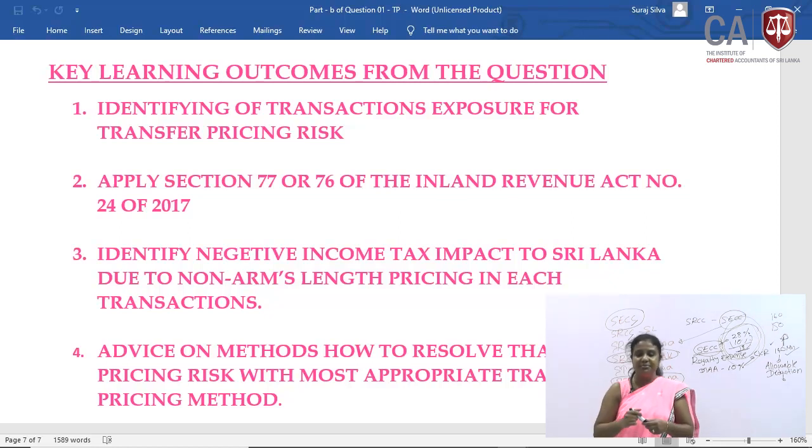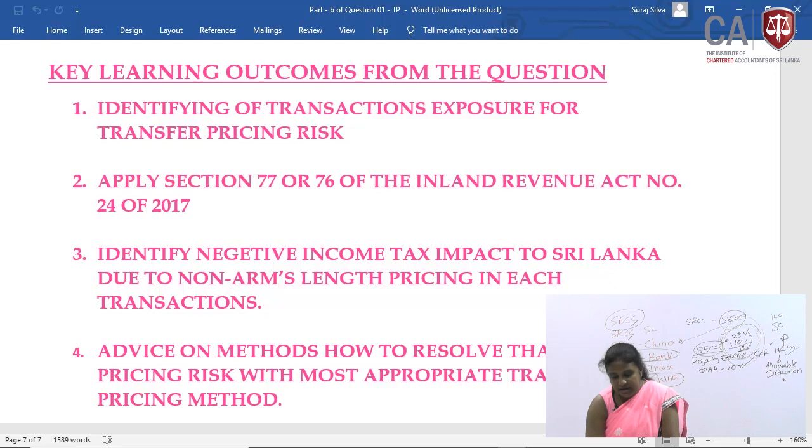And the last part: advice on methods to resolve the transfer pricing risk. How are we going to resolve it? By applying the most appropriate pricing methods. In the five or six explanations, I have taken the comparable uncontrolled pricing method, where I have taken this pricing method from the Gazette notification.